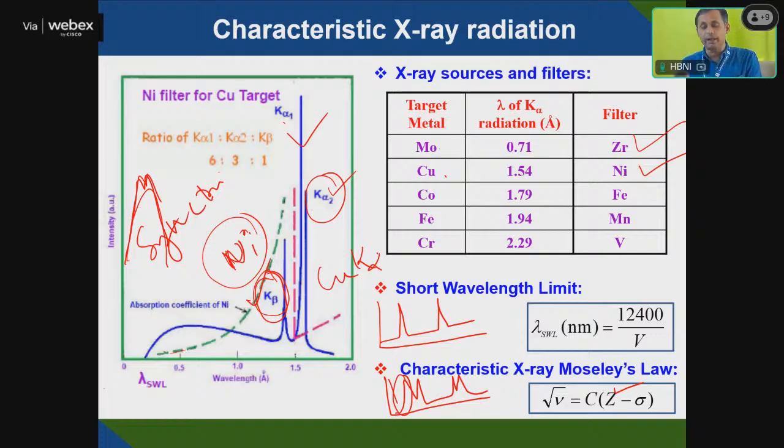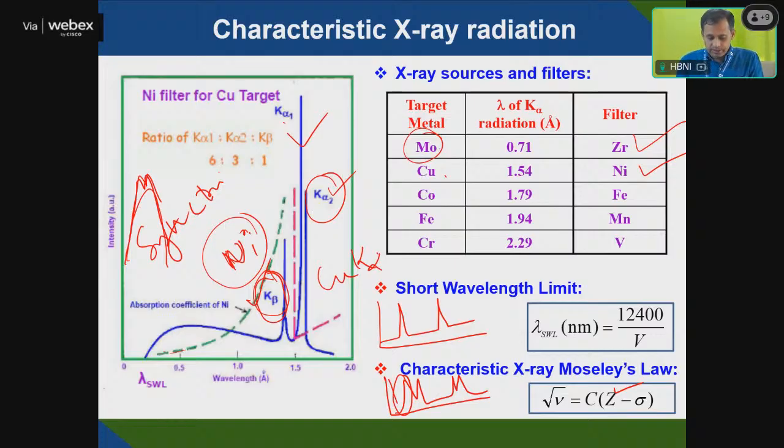That filter will be Z minus 1. That means if your target is copper, Z is 29, so the filter is Z minus 1, which is nickel, 28. So you have to use nickel as a filter. For example, for a zirconium target you can use molybdenum... For a molybdenum target, you have to use zirconium as a filter, and so on. So that K beta can be separated.